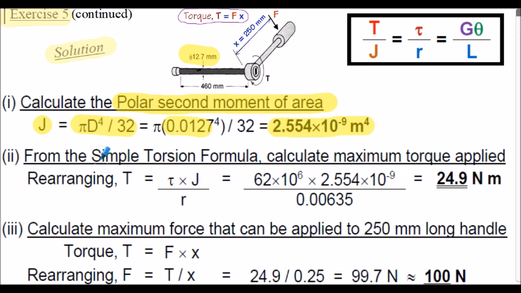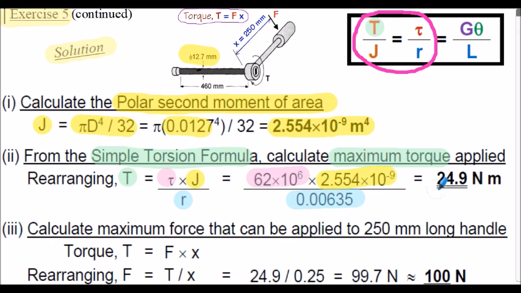Next, from our simple torsion formula, we're going to calculate the maximum torque, that's capital T shown here, and given the information in the question, we will use the first two parts of the simple torsion formula. So transposing for T, that becomes the allowable shear stress multiplied by the J value from above, divided by the maximum radius calculated on the previous slide. Inserting the values, the maximum torque evaluates to 24.9 Newton meters.